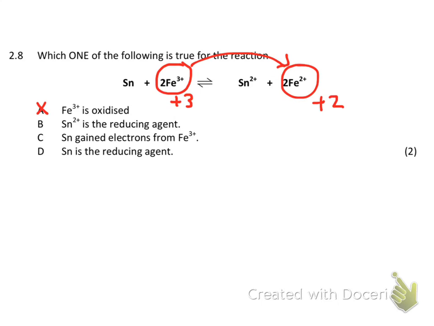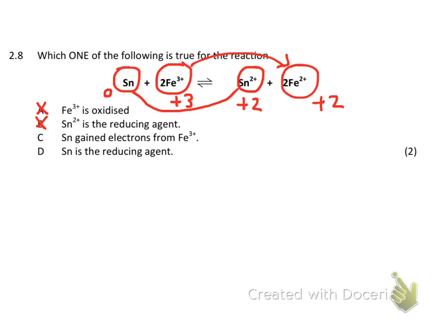What about B? Sn2+ is the reducing agent. Now, Sn2+ is on the right hand side, so we would need to consider the reverse reaction. Sn2+ has an oxidation number of +2, and it goes to Sn, which has an oxidation number of 0. So its oxidation number has decreased, so it's been reduced, which means it's the oxidizing agent. So Sn2+ is not the reducing agent, and so B is incorrect.